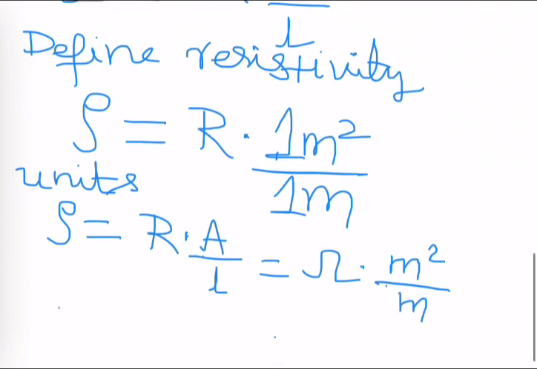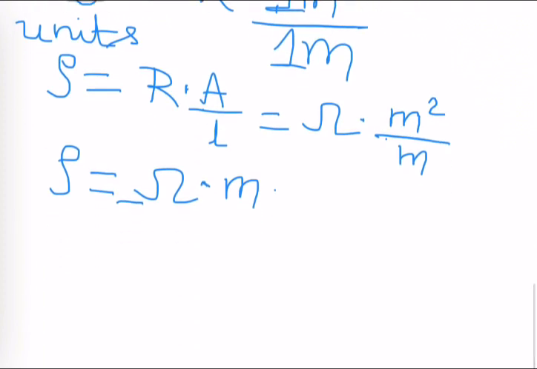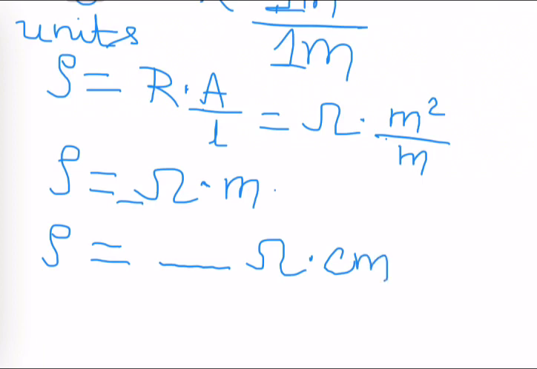Cancel this, and can you tell what is the unit of resistivity? Ohm into meter square divided by meter gives ohm meter. What is the unit of resistivity? Ohm meter. But in CGS units, sometimes it may also be written as ohm centimeter.